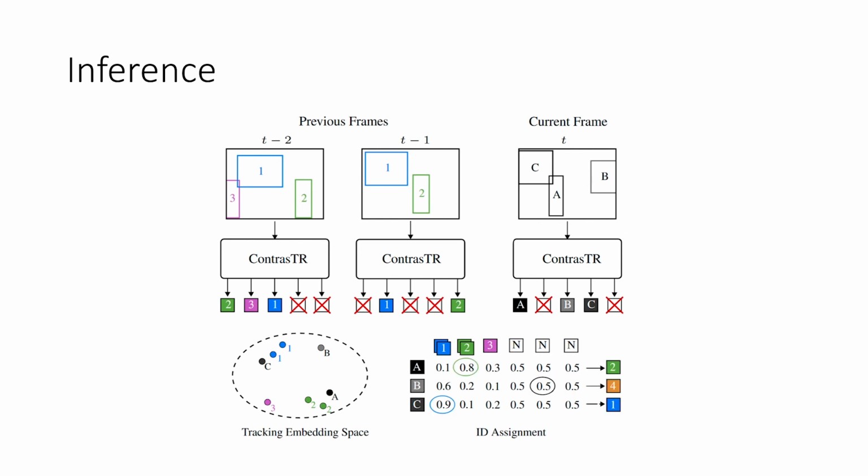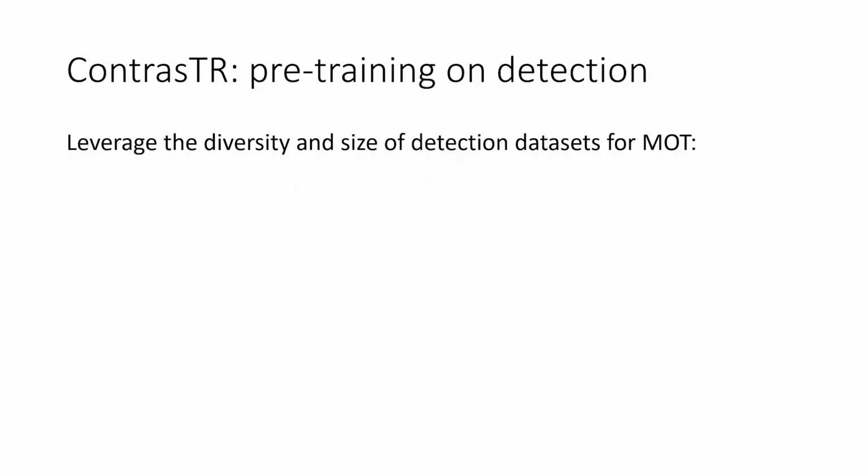The global cosine similarity of the matching is then maximized with bipartite matching, which is for example computed with the Hungarian algorithm. This assignment method is computed online frame by frame and is therefore suitable for applications such as autonomous driving. Finally, we introduce a pre-training scheme that exploits the size and diversity of object detection datasets.